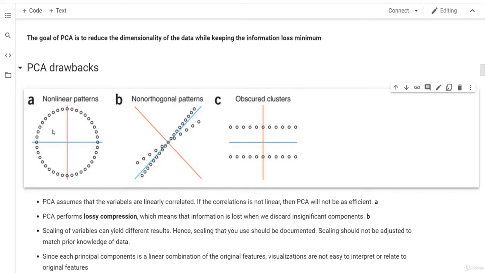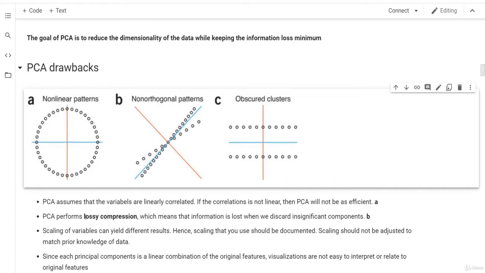For example, let's take a look at this plot here. As you can see, there is a clear correlation between x and y, or x1 and x2, right? We have this circle, okay? But this pattern is a non-linear pattern, right? So PCA works by linear correlations. So if we have any non-linear correlations, then the PCA will not find these correlations, and so the PCA will fail, okay?